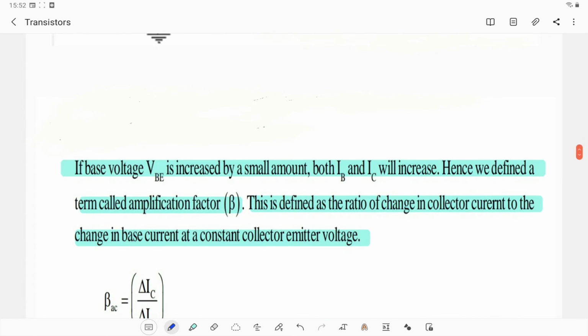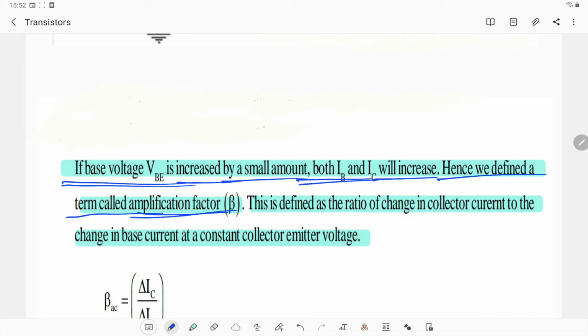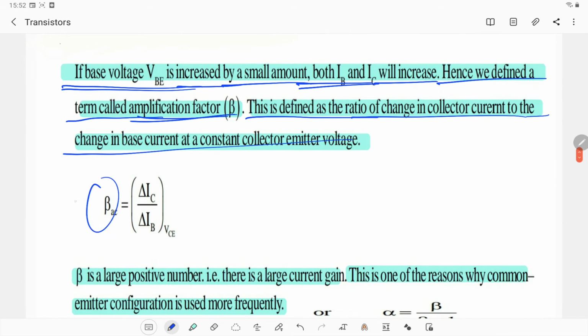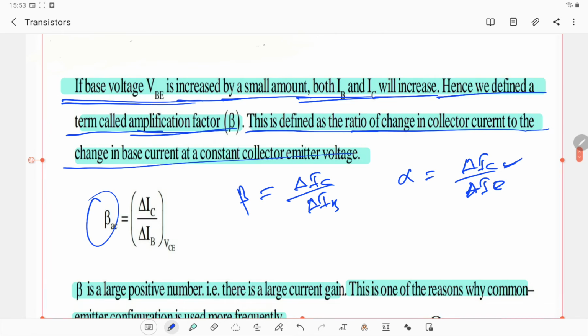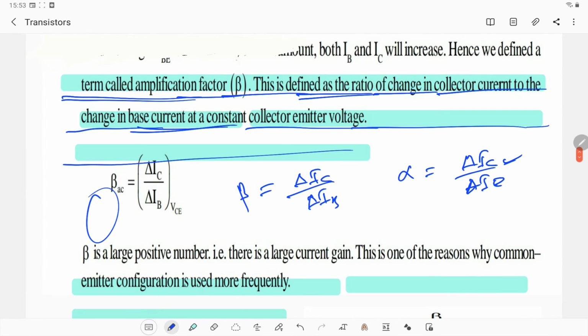See here, important thing. If base voltage VBE is increased by a small amount, both IB and IC will increase. Hence, we define a term called amplification factor beta. This is defined as the ratio of change in collector current to change in base current. Here, amplification factor beta is equal to delta IC by delta IB. Alpha is equal to delta IC by delta IE. This is the current gain.